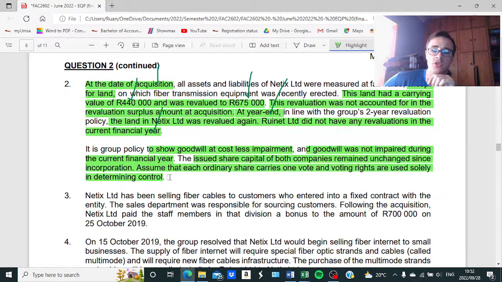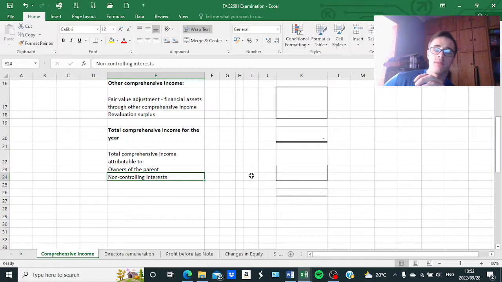Assume that each ordinary share carries one vote and voting rights alone are used solely in determining control. Meaning that we know that Renet Limited has control over Netix Limited because they possess a majority of the ordinary shares of the company. Remember that voting rights are normally only attached to ordinary shares, not preference shares.